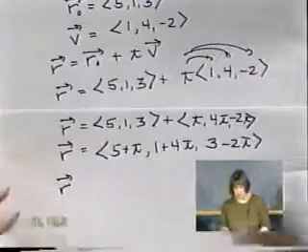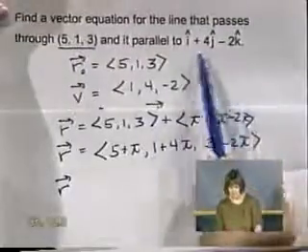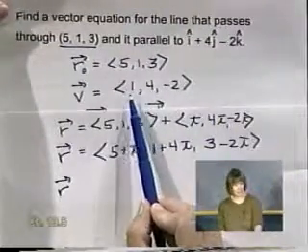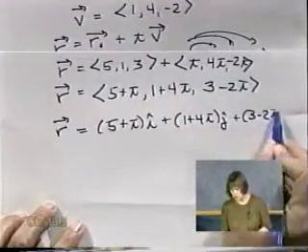R equals this. Your book, if you look in the back of the book, remember, if you have vector like here, you had vector i plus 4j minus 2k, and I wrote it in component form of <1, 4, -2>. If you look in the answers in the book, they might very well write it this way instead: (5 plus t) i plus (1 plus 4t) j plus (3 minus 2t) k. And here is my equation in vector form.